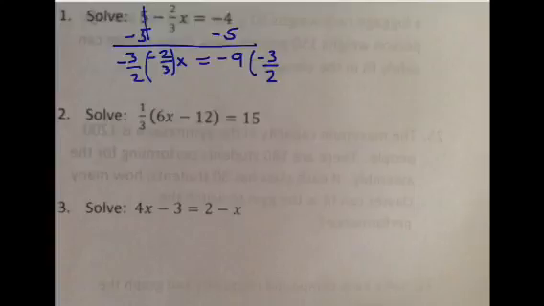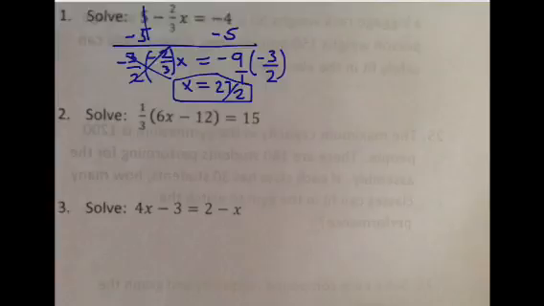Okay, so on the left side, negative 3/2 times negative 2/3, this equals 1. So I have x equals negative 9. Remember, you put a 1 underneath the negative 9, so then you multiply across. So negative 9 times negative 3 is 27. 1 times 2 is 2. So x is 27 over 2.